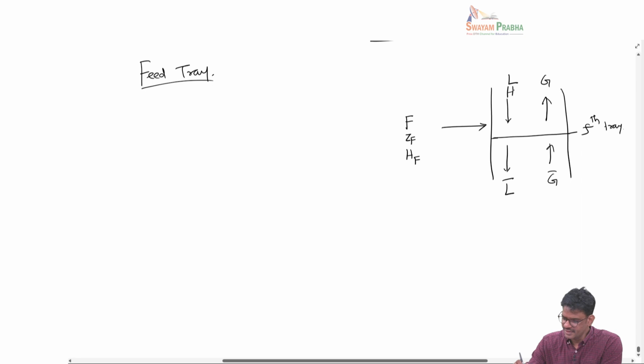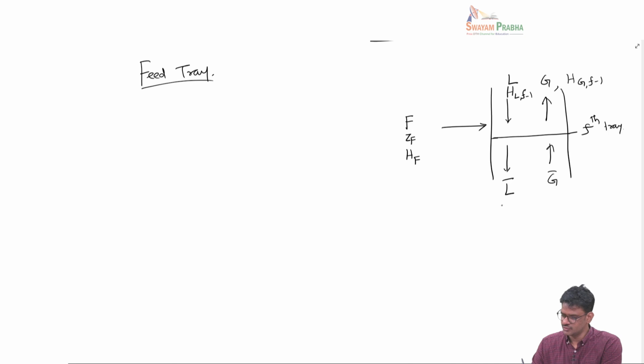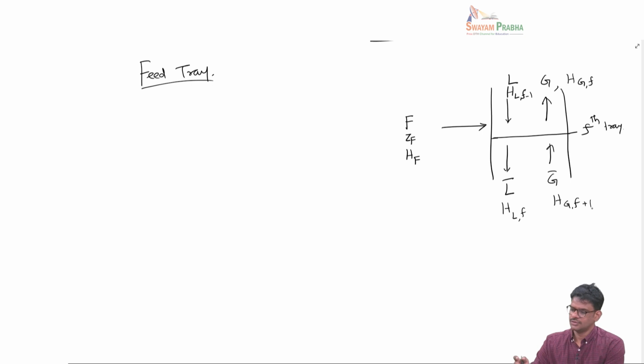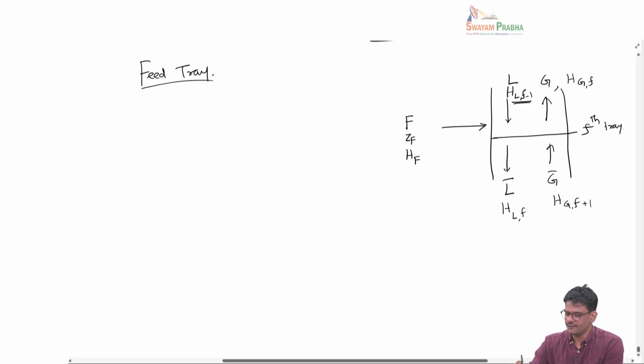We will say the enthalpy here is HL F minus 1, this is HG F minus 1, this would be HL F, this would be HG F plus 1. So the liquid has an enthalpy of HL F minus 1 and the vapor has enthalpy of HG F, and below this feed tray the enthalpy of liquid is HL F and the enthalpy of the vapor is HG F plus 1.